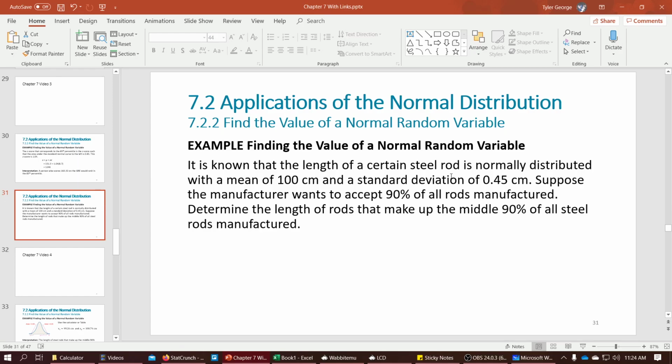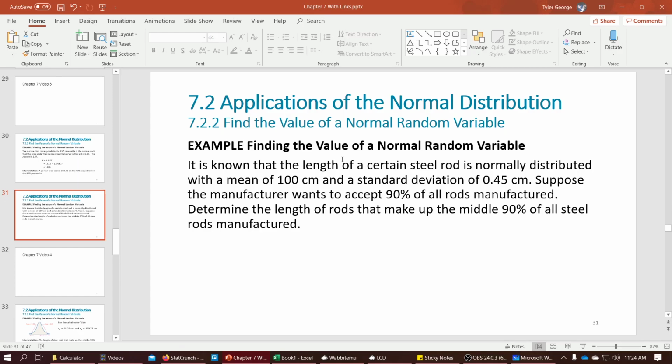Okay, so to solve this problem, first of all, what are we looking for? Are we looking for a probability or are we looking for x values? Here it says determine the length of the rod, so we are in fact looking for an x value. This is similar to the immediately previous video, except now we're technically looking for two different x values because it says determine the length of the rods that make up the middle 90%.